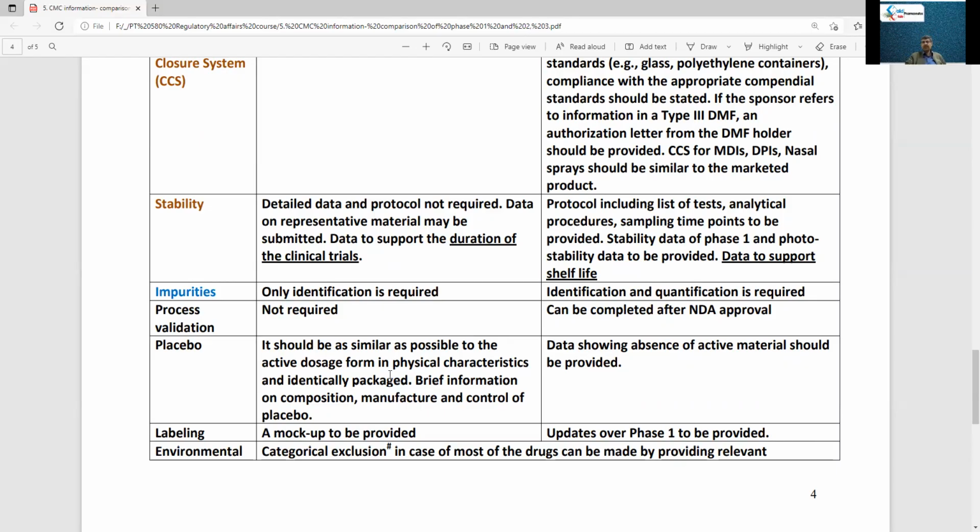So this is an important component, that the data to support the shelf life should be provided. Here the requirement was only to support the duration of the clinical trials, while here the requirement is to support the entire shelf life. Process validation is not required for the drug product in phase 1, while it can be completed after new drug application approval for the phase 2 and 3, which means the product validation or the process validation can be carried out after the new drug application approval.